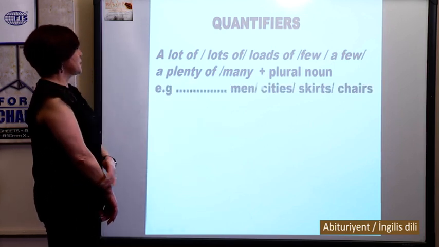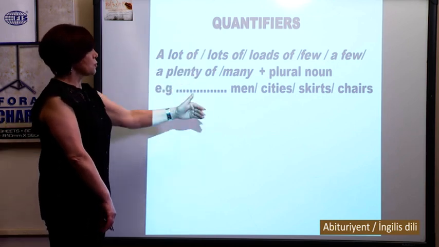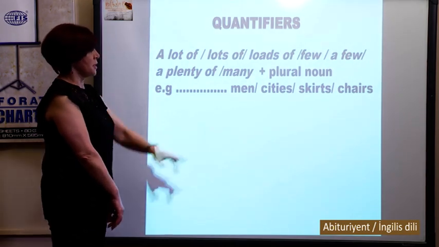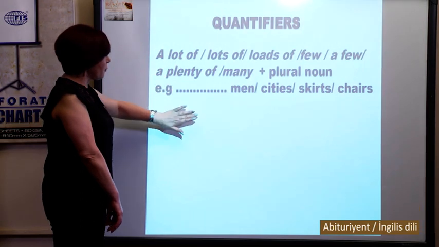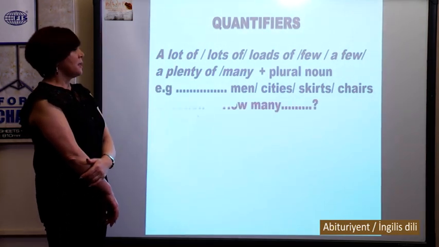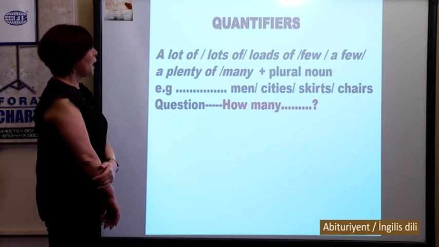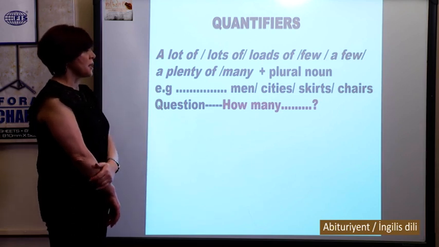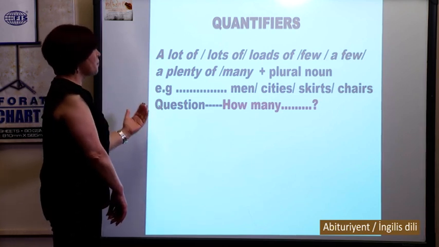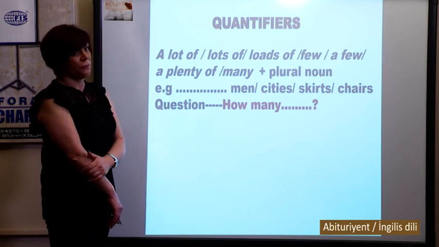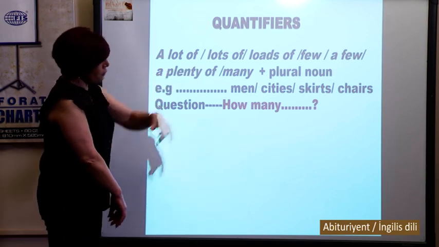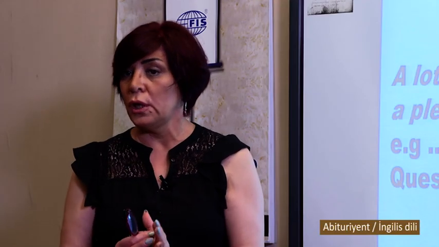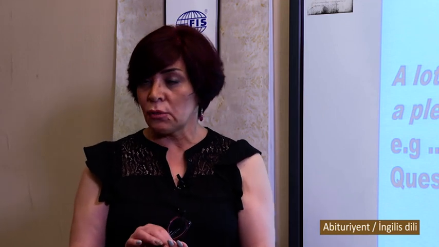Examples. Here you see a lot of, or lots of, or a plenty of, or many men, cities, skirts, chairs, but not men. And the question for these quantifiers is how many. For example, how many men? A lot of men. How many cities? A lot of cities. How many chairs? A plenty of chairs, or many chairs, or a few chairs, few chairs. Though few gives us the negative meaning, after few we use a plural noun, and its question is how many.